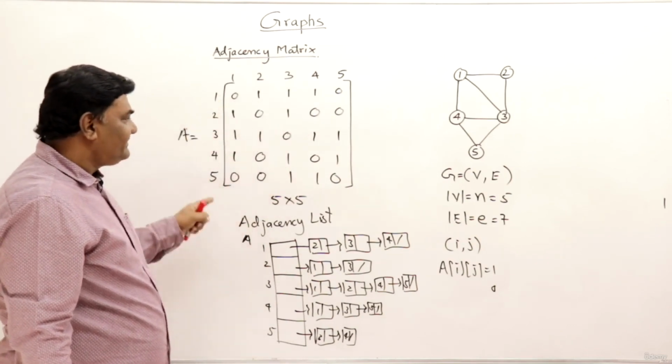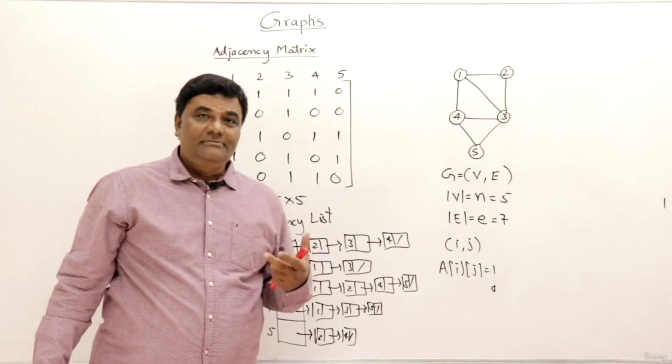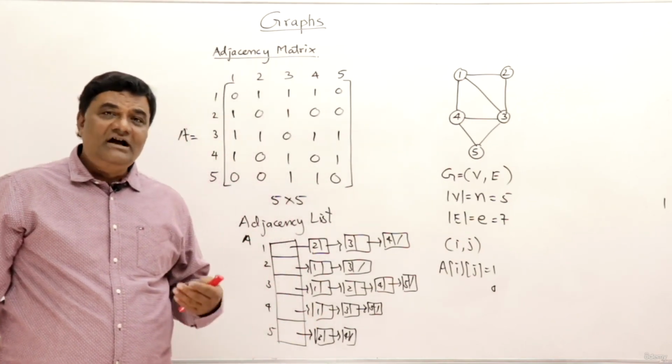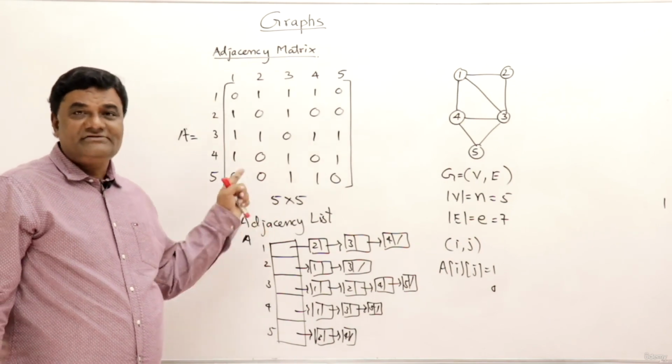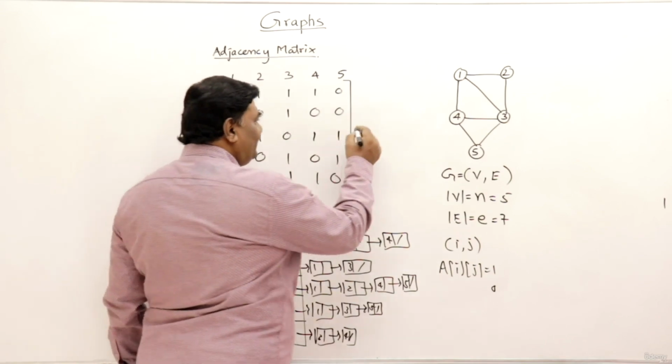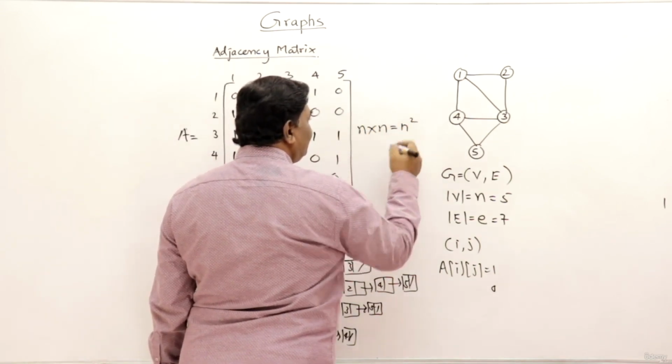See, in this matrix there are total 5 into 5 elements. Some are zeros and some are ones. So unless we check, we can't know whether there is an edge or not. So for accessing edges, we may have to access all the elements. So total number of elements depends on the number of vertices, that is n square.